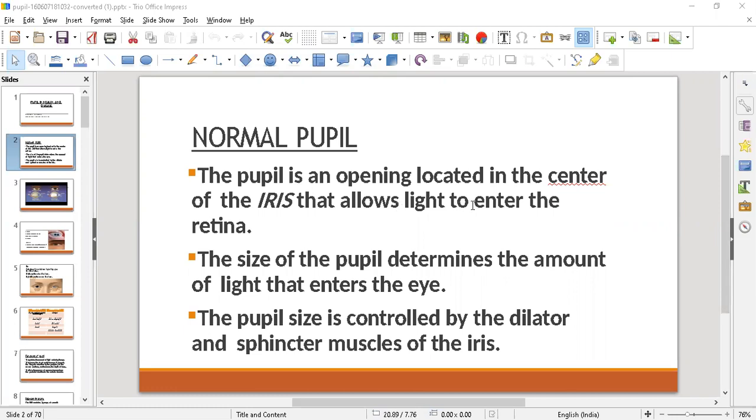The pupil is an opening located in the center of the iris that allows light to enter the retina. The size of the pupil determines the amount of light that enters the eye. If the pupil is dilated, then more light will enter the eye, and this depends upon the ambient illumination. If the ambient illumination is dark, then naturally the pupils will be dilated, so more light will enter the eye. If the illumination is bright, then the pupil size will be smaller. The pupil size is controlled by the muscles present in the iris, which dilate and constrict the pupils. These are nothing but the dilator and sphincter muscles of the eye.